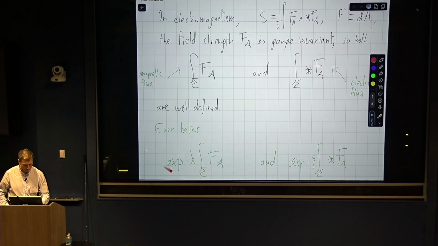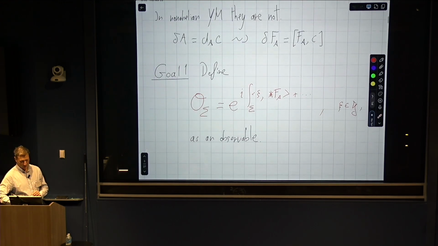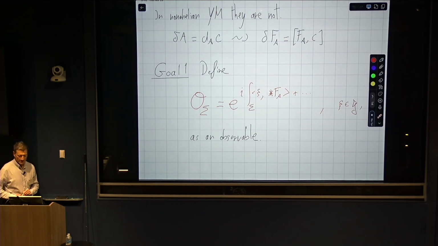Usually, we prefer to exponentiate them, and then, of course, if the bundle is non-trivial, then maybe you have some quantization condition for these parameters lambda, xi. But I will not go into that. Now, the question is, what can you do in nonabelian Yang-Mills theory?